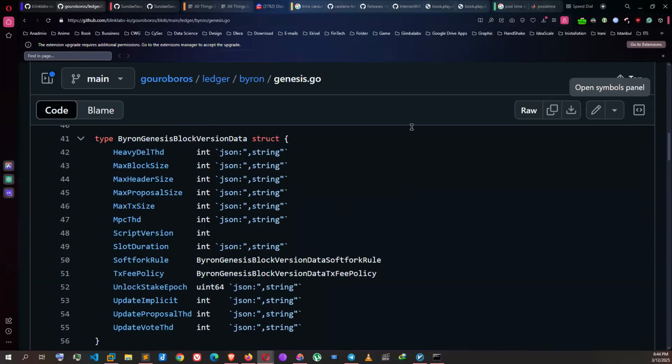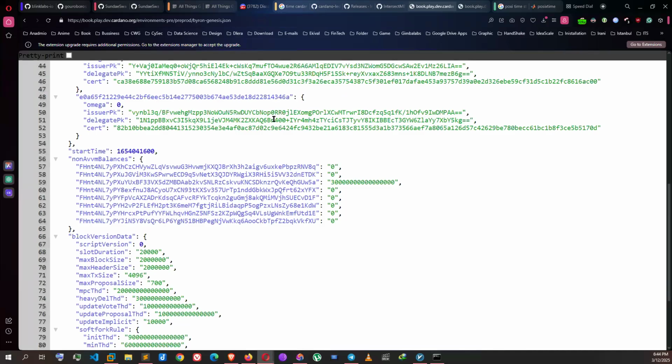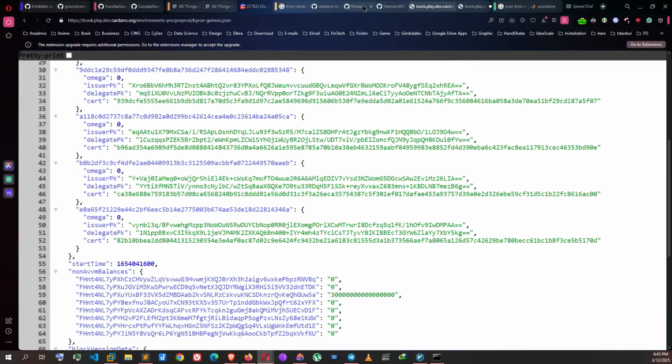So Gouroboros gets this file, gets this JSON, and then unmarshals or deserializes it into its object, or no? No, Gouroboros does not care about that whatsoever. It just provides the object.